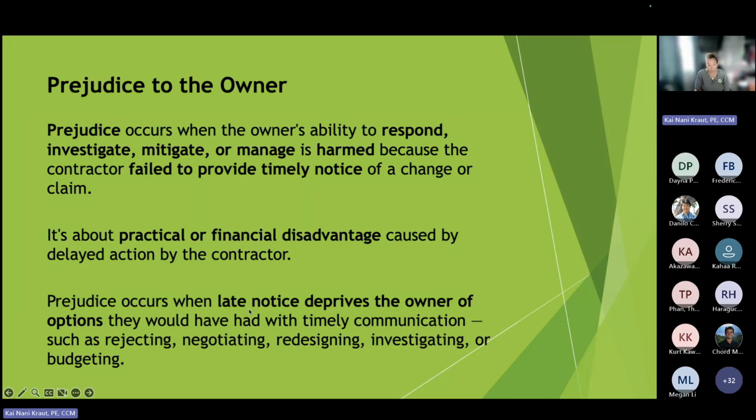Prejudice occurs when late notice deprives the owner of options they would have had with timely communication, such as rejecting, negotiating, redesigning, investigating, or budgeting. So when the contractor doesn't perform these things, they are putting us in a, I don't even know how to say it, let's just say it's prejudiced. So I'm going to go through an example.